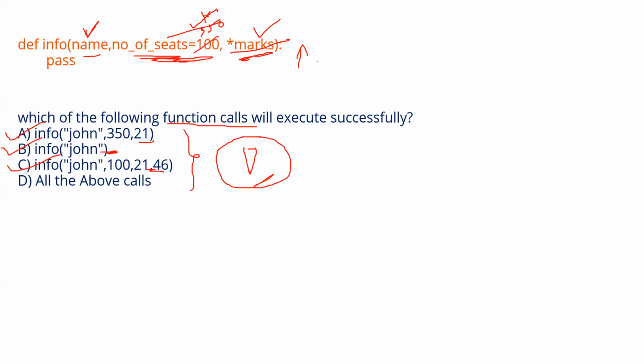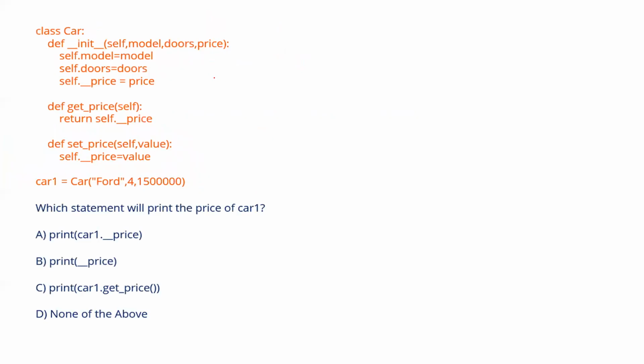Here you need to remember about the default arguments and the variable length arguments concept. Now see, this is related to private variables, which means inside a class, if any variable is starting with double underscore, it is a private variable. To access that private variable outside of the class, you need to use getter and setter methods. If you access it directly, you won't get the value, you get an error.